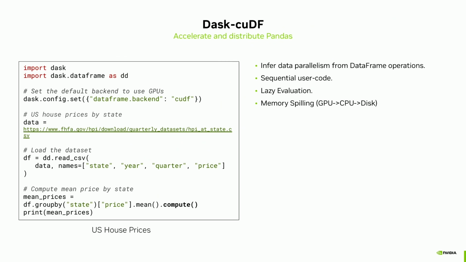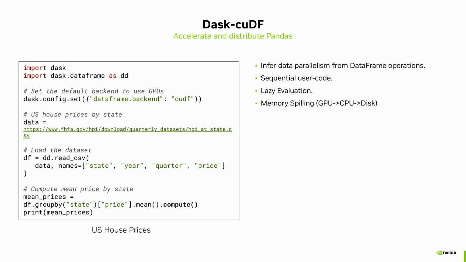In Dask, by default, it will use pandas. But we have this configuration where you can define a new backend and say, you know what, I want to use cuDF as my primitive instead of pandas. And so all operations will now be accelerated using GPUs. Again, it's running as sequential code, just like in CuPyNumeric. All the parallelization is inferred by Dask and cuDF.